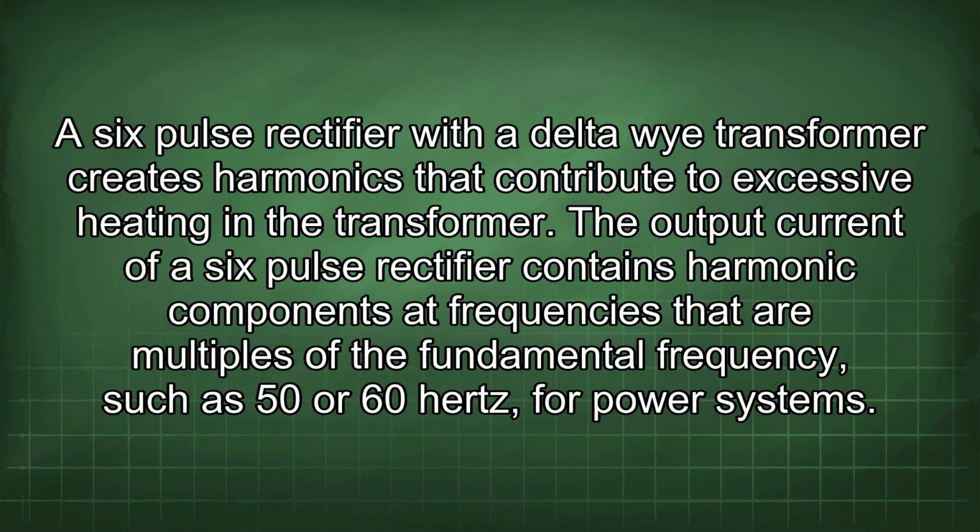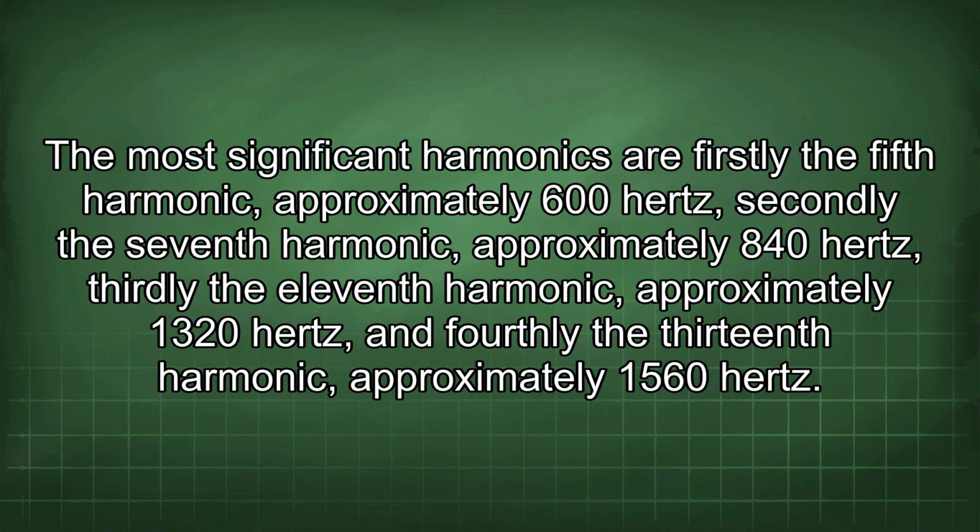A 6-pulse rectifier with a delta-Y transformer creates harmonics that contribute to excessive heating in the transformer. The output current of a 6-pulse rectifier contains harmonic components at frequencies that are multiples of the fundamental frequency, such as 50 or 60 Hz for power systems. The most significant harmonics are firstly the 5th harmonic, approximately 600 Hz, secondly the 7th harmonic, approximately 840 Hz, thirdly the 11th harmonic, approximately 1320 Hz, and fourthly the 13th harmonic, approximately 1560 Hz.